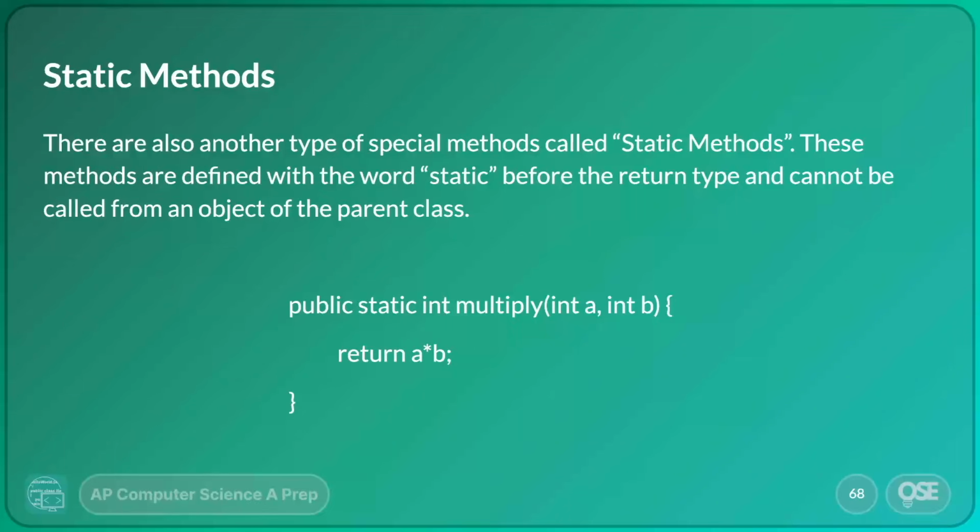There are also another type of special method called static methods. These methods are defined with the word static before the return type and cannot be called from an object of the class. Static methods are mainly used within the class itself, as they can be called from within the same class, but not by an object of the class.